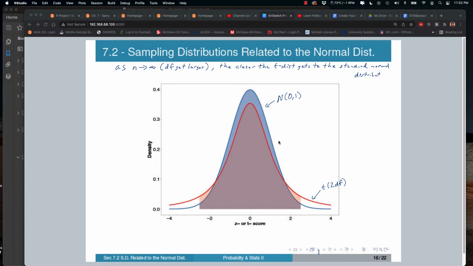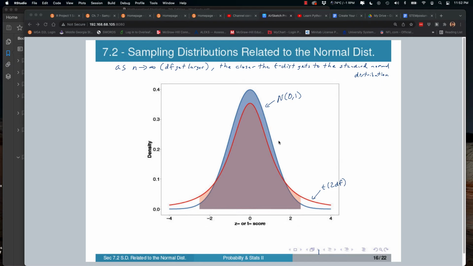So for example, say you knew the population standard deviation, so you're rocking out the standard normal distribution, and say the sample size was like 100. If you then went and took a lot fewer samples, say like 5, and you went with the t-distribution, your probabilities are going to vary very differently, and your quantiles will vary differently from what the normal distribution gives.